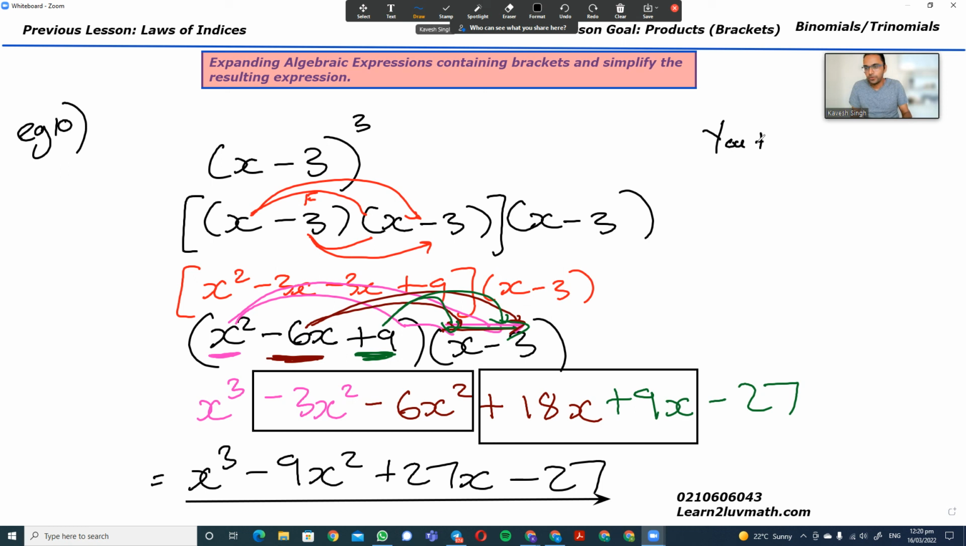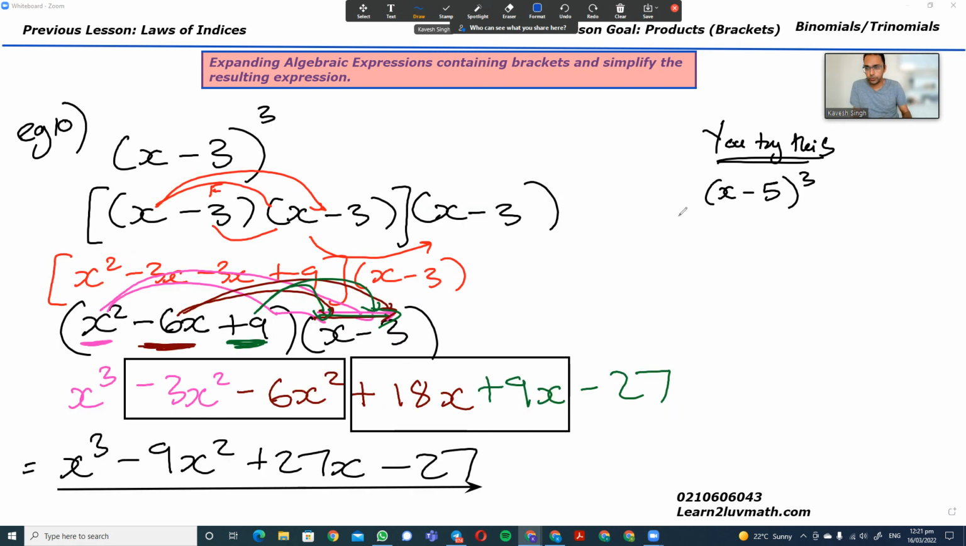All right, so you can try this one now. Try this one here. Let's suppose you have x minus 5 to the power of 3. Press pause and try it. All right, let's go through this one now. When we're expanding this, what we want to do is we want to write it 3 times. So I'm just going to write it over here so I have more space.